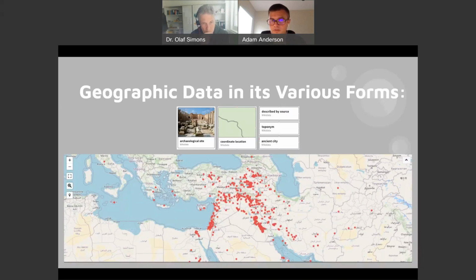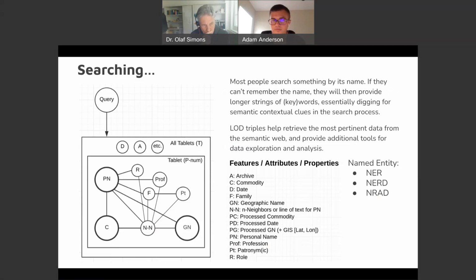So that includes coordinates, when we know the coordinates of a tablet in a site, and then also any toponyms that are mentioned in ancient cities that are mentioned in the text as well. So attempting to link those variables.